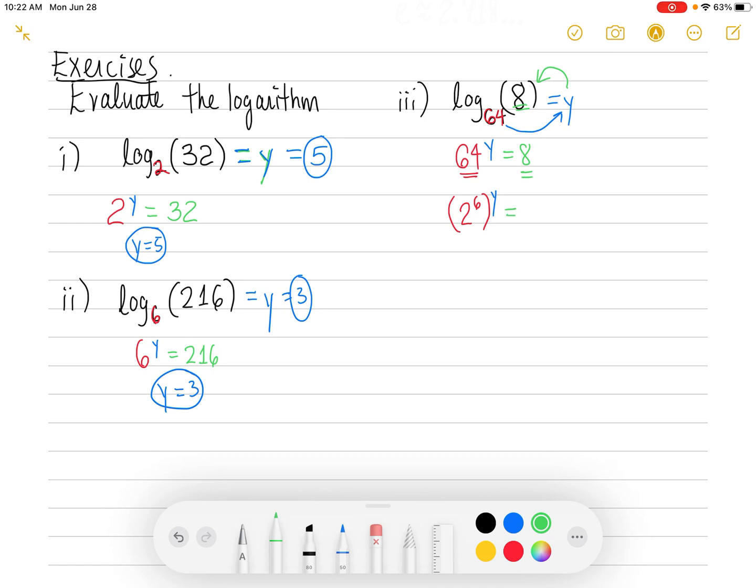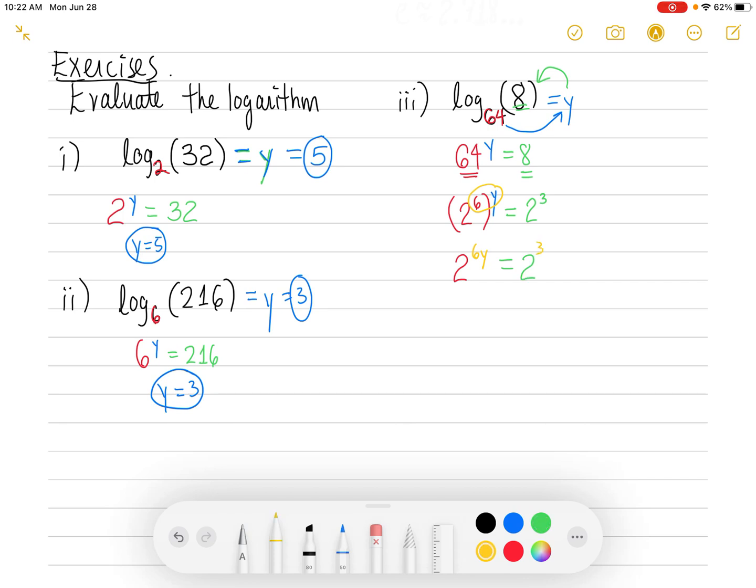For example, 64 you can write as 2 to the 6th power. So I'm going to rewrite 64 as 2 to the 6th power, put that in parentheses and put a y on top. And I can also write 8 in terms of exponential base 2, that's 2 to the 3rd power. So they both are 2 to some power, right? 64 is 2 to the 6th power. 8 is 2 to the 3rd power. Now I'm going to use my properties of exponents. I'm going to take 6 times y there. That's the way you do that.